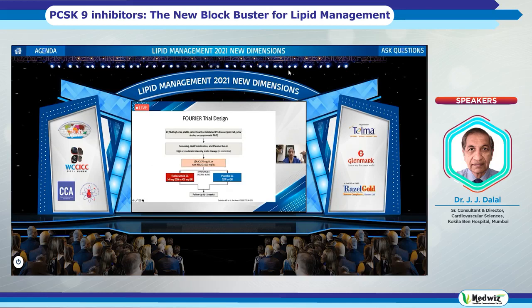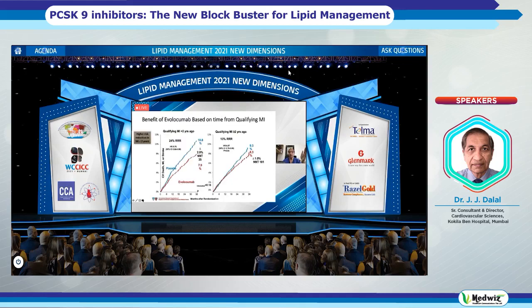The first trial that we saw with PCSK9 inhibitors was the FOURIER trial. It was a huge trial, almost 30,000 patients with stable, established cardiovascular disease. And their LDLs were equal to or more than 70, so they were not extremely high LDL values. And you can see placebo versus evolocumab. And it was clearly beneficial. If you look at the primary endpoint, it was significantly different.